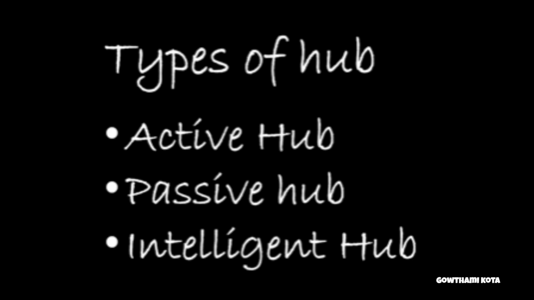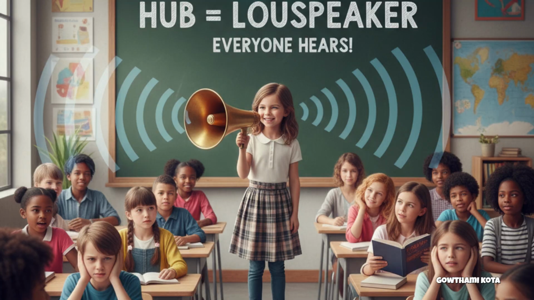There are different types of hubs like active hub, passive hub, and intelligent hub. Active hub has a power supply and cleans, boosts, and retransmits the signals. Passive hub simply passes signals without any amplification, whereas intelligent hub can monitor and manage traffic similar to a managed switch. A hub is like a loudspeaker in a classroom. When one student speaks, everyone hears it, even if it is not meant for them.